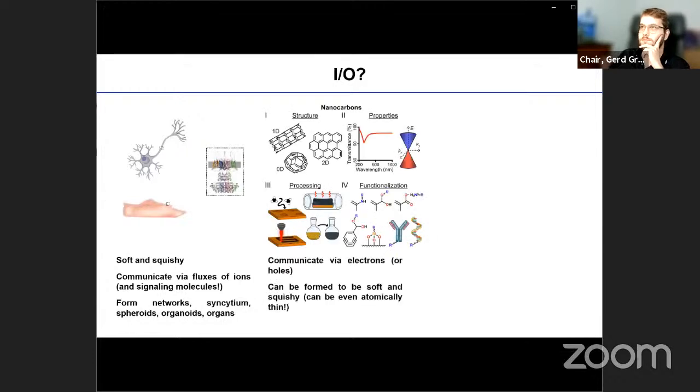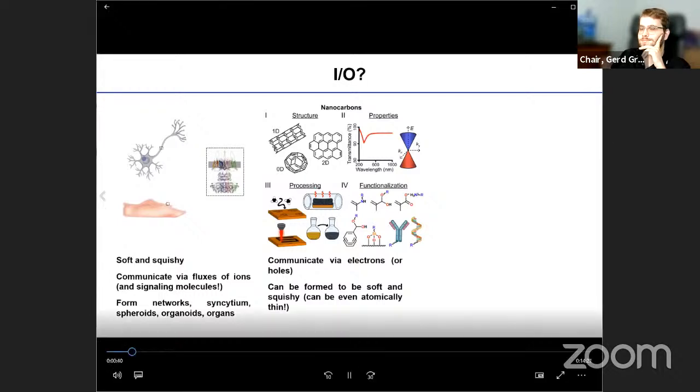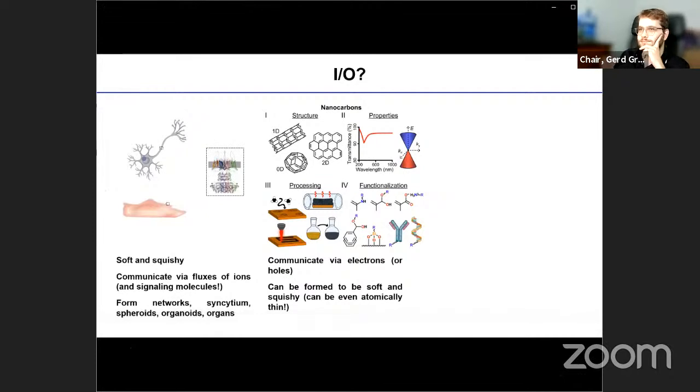The solid state end of the interface, such as this handful of allotropes of carbon, we can control their optical and electrical properties. We know that they communicate via electrons or holes. We can form them via different synthetic routes. We can modify their surfaces using different chemistries toward downstream applications.